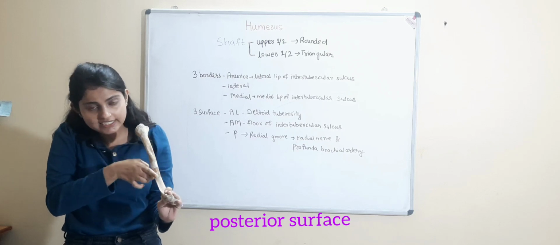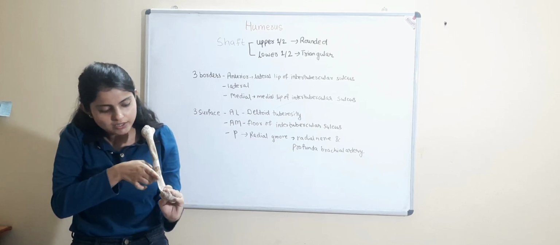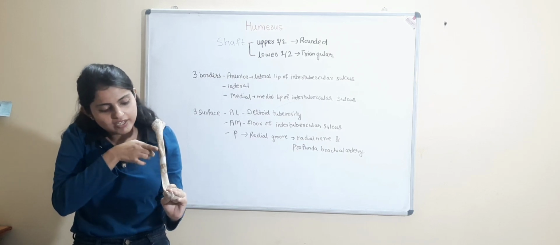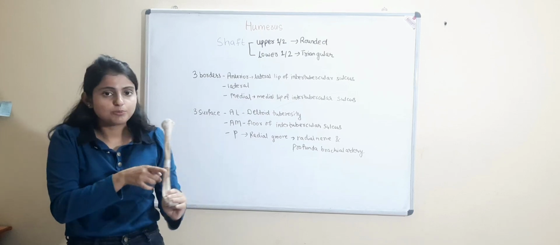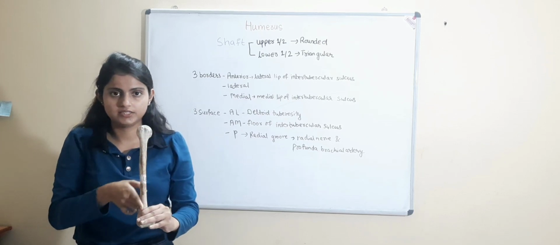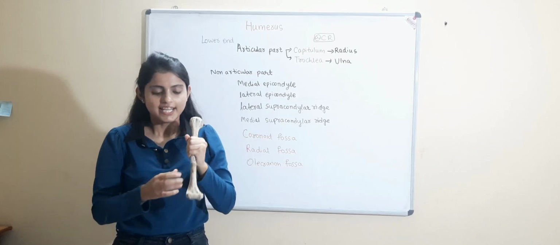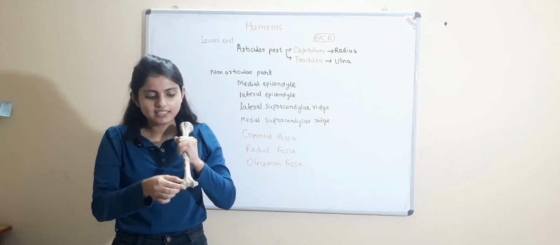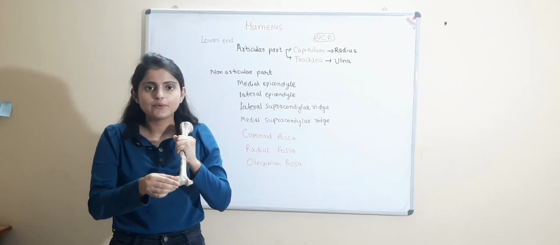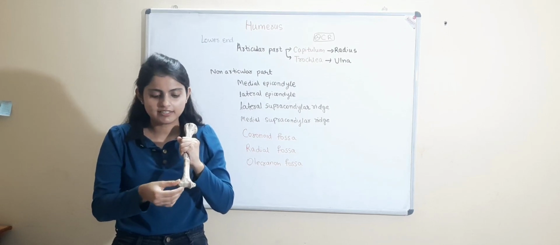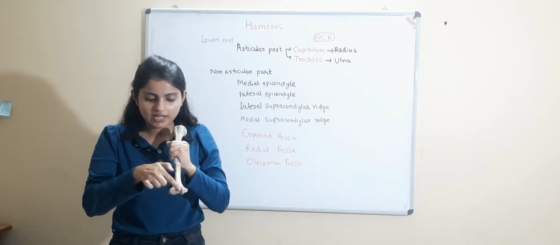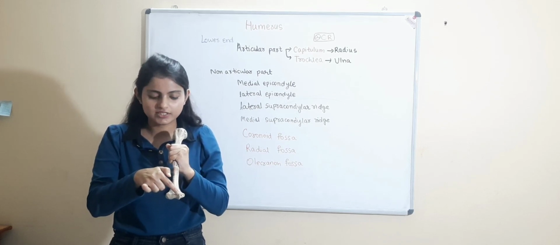There is the radial groove, which is also called the spiral groove. The radial nerve and the profunda brachii artery run through it. In the lower end, this is the capitulum, which is the articulating surface for the radius. This is the pulley-shaped trochlea, which is the articulating surface for the ulna.